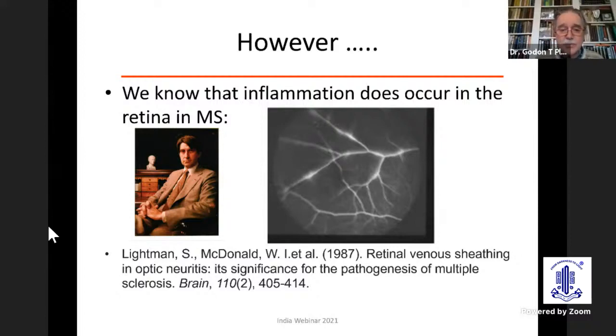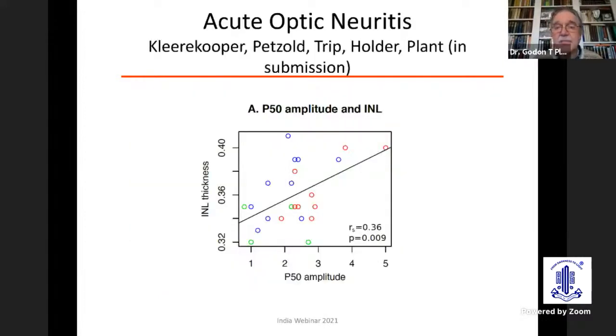So this is when I was registrar at Queen Square. Ian MacDonald published this review of fluorescein angiography and acute optic neuritis. And in fact, these changes are not related directly to the optic neuritis. It was just as likely to see them in the other eye.